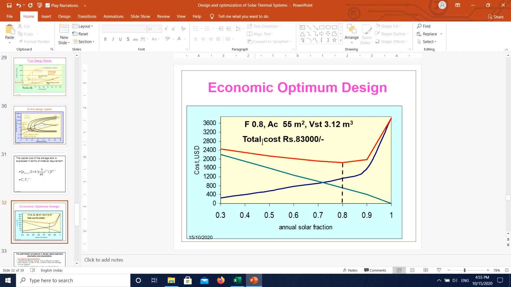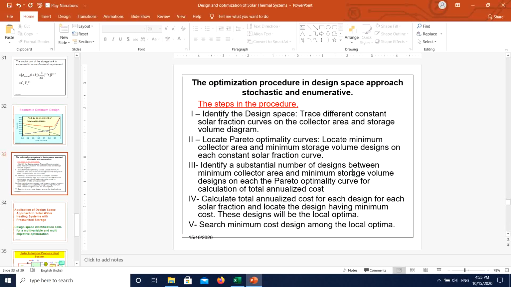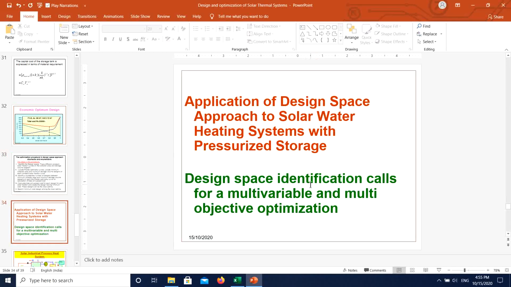Now the minimum cost corresponds to 83,000 rupees. So at 83,000 annual cost of the system, you will get solar fraction 0.8, collector area 55 meters square, and storage volume of 3.12 thousand liters. So this is the economic optimum design. So that's how the system is designed and optimized. So like this, the solar thermal systems can be designed and optimized for various purposes.